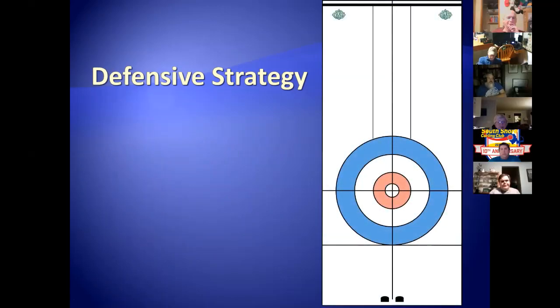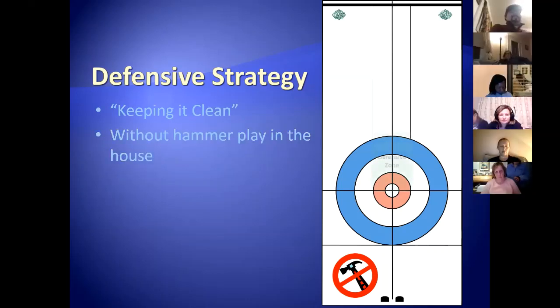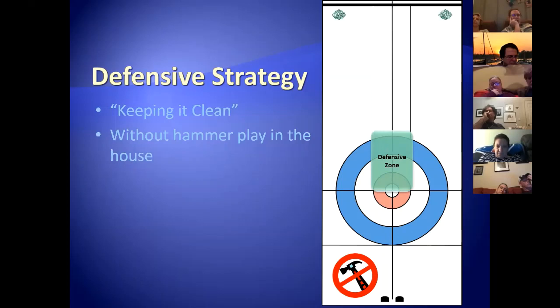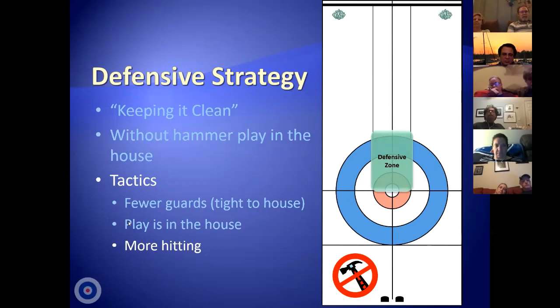Now, defensive strategy without the hammer. We're going to keep it clean, so we're going to play into the house. You can see our zone has shrunk quite a bit. When we have guards, they're going to be very tight to the house, but again, keeping the rocks in front of the tee line. So fewer guards, tight to the house, play is in the house, more hitting. And when we hit, we roll towards the center to try and keep that control zone full of rocks. So defensive strategy without the hammer, playing into the center. Any questions?